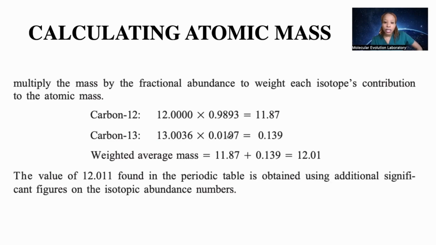Carbon 13 exists in an abundance of 0.017, and the average mass is derived from the relative abundance of carbon 12 as well as carbon 13, which would give the average atomic mass. So this is basically how they derive the average atomic mass, by giving the average weight of all isotopes that exist. The value of 12.011 found in the periodic table is obtained using additional significant figures on the isotopic abundance number.